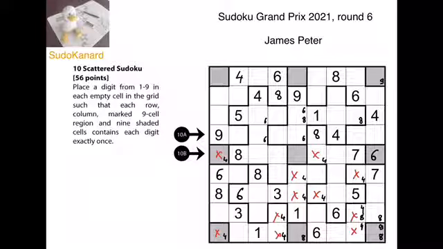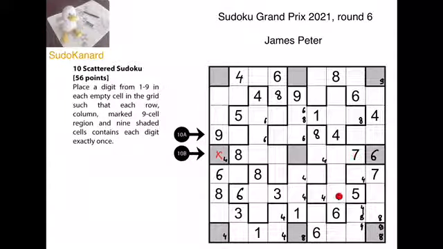I'm not sure. I get the feeling that there's something, but I just can't see what it would be. So let's have a look at something else.